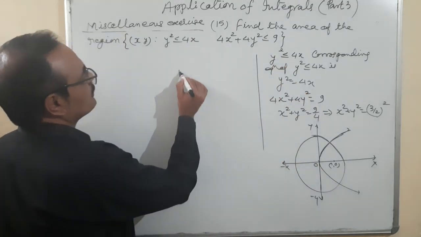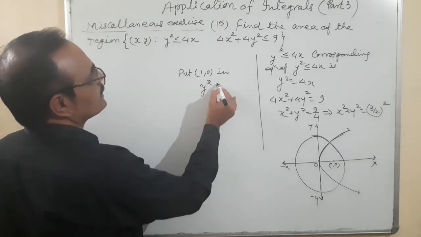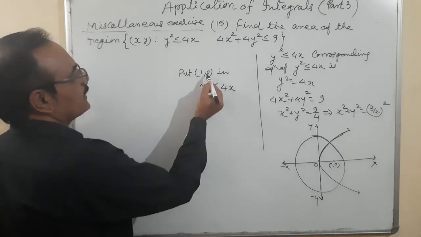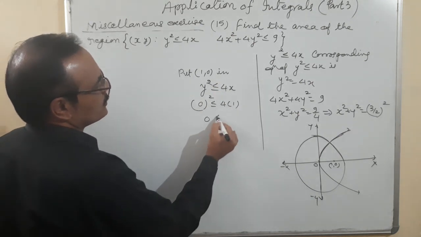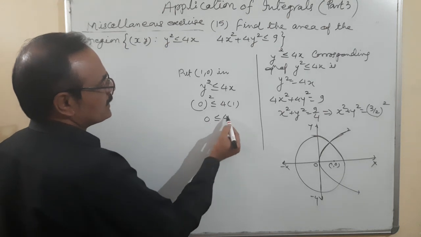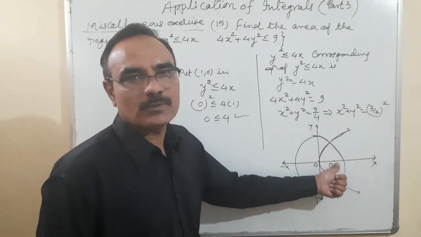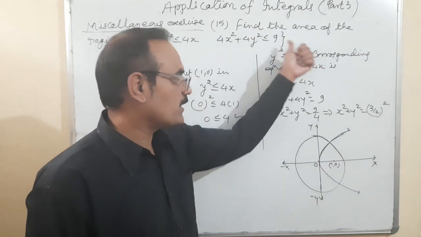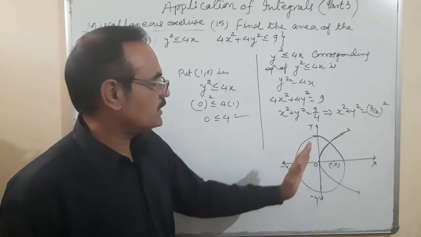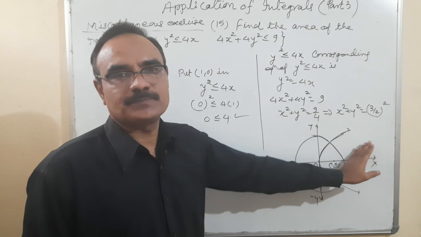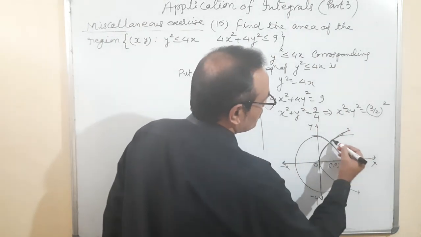All right, here put 1 comma 0 in y square less or equal to 4x. Y is 0, so 0 square less or equal to 4 into 1. So 0 is less or equal to 4. Is it true? Yes, 0 is less than 4. It's true. What does it mean? This point 1 comma 0 satisfies this inequality, that means 1 comma 0 lies inside. So we are talking about the region which is inside of the parabola. Okay, that means we are talking about this whole region. So this is one thing. One is this entire region.